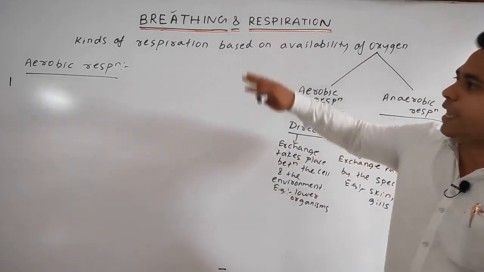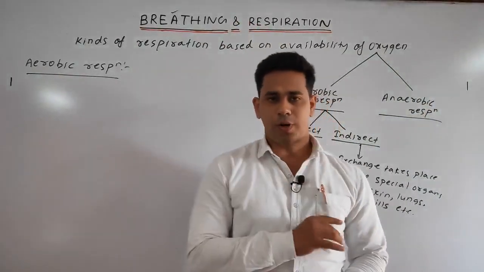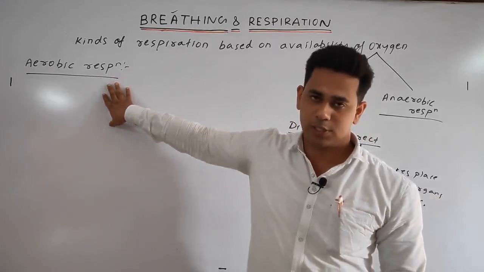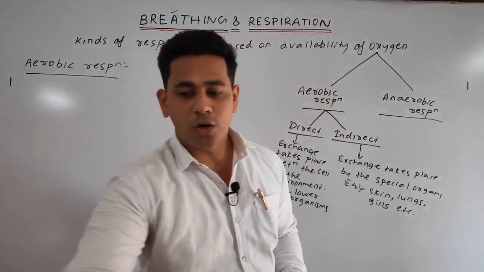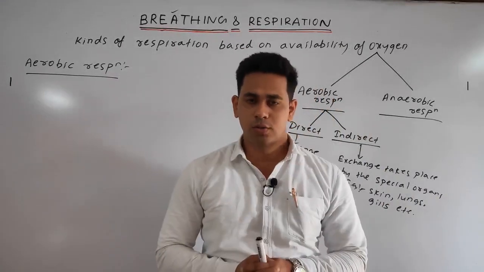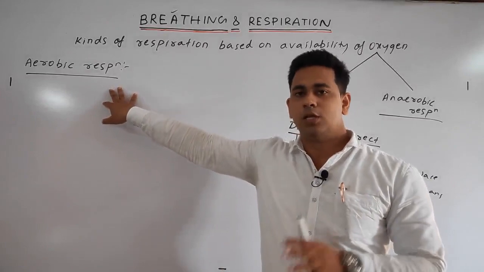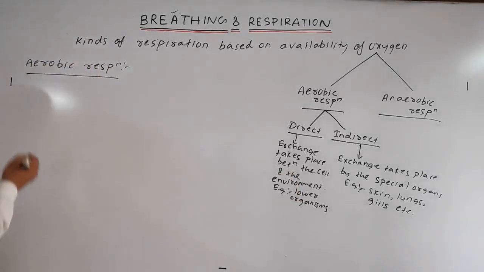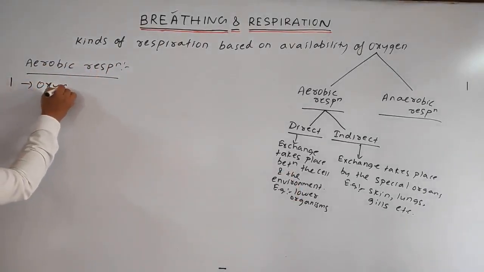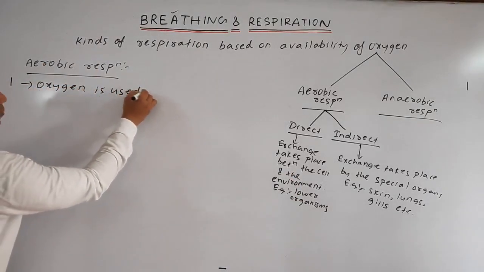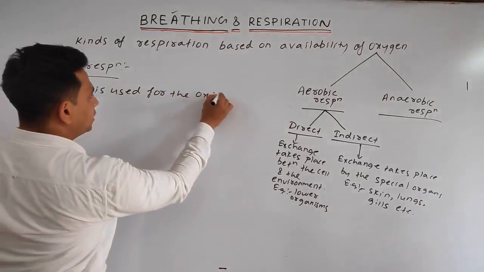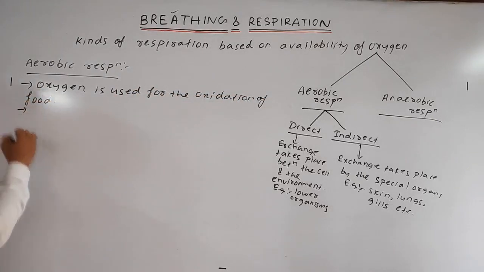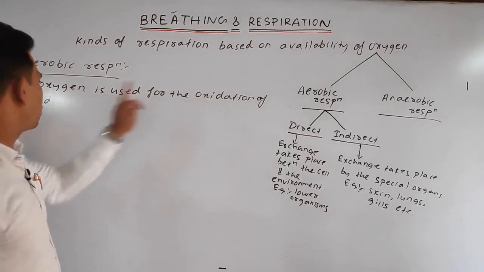Then if you go to aerobic respiration, the first point, as I told you: if oxygen is used, then the type of respiration is aerobic respiration, by which the food is completely oxidized. So your first point we can write: the oxygen is used for the oxidation of food. In the case of aerobic respiration, the oxygen is used for the oxidation of the food.